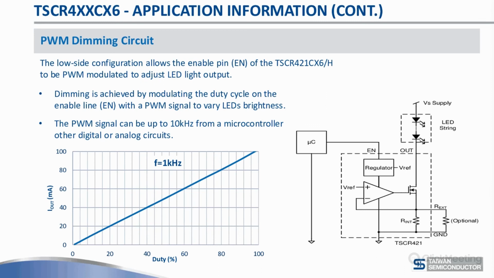Dimming is going to be quite similar. You can interface the IC, the low side IC, with the microcontroller, and obviously here you see from the graph immediately that it's fairly linear. So a 60% duty cycle on the PWM signal will result in a 60% output current roughly.